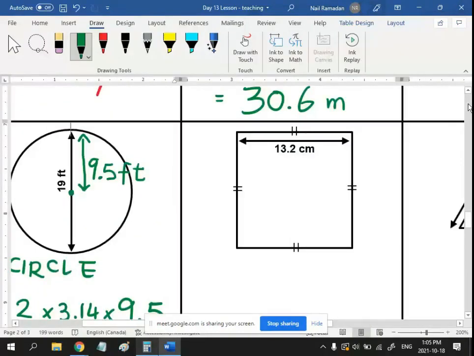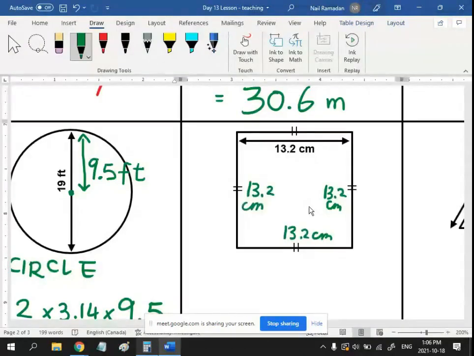What kind of a shape is that? A perfect what? It's more than a rectangle. It's a perfect square. This is equal to that, is equal to that, is equal to that. That's the definition of a square. So I'm going to put 13.2 here, here, and here.